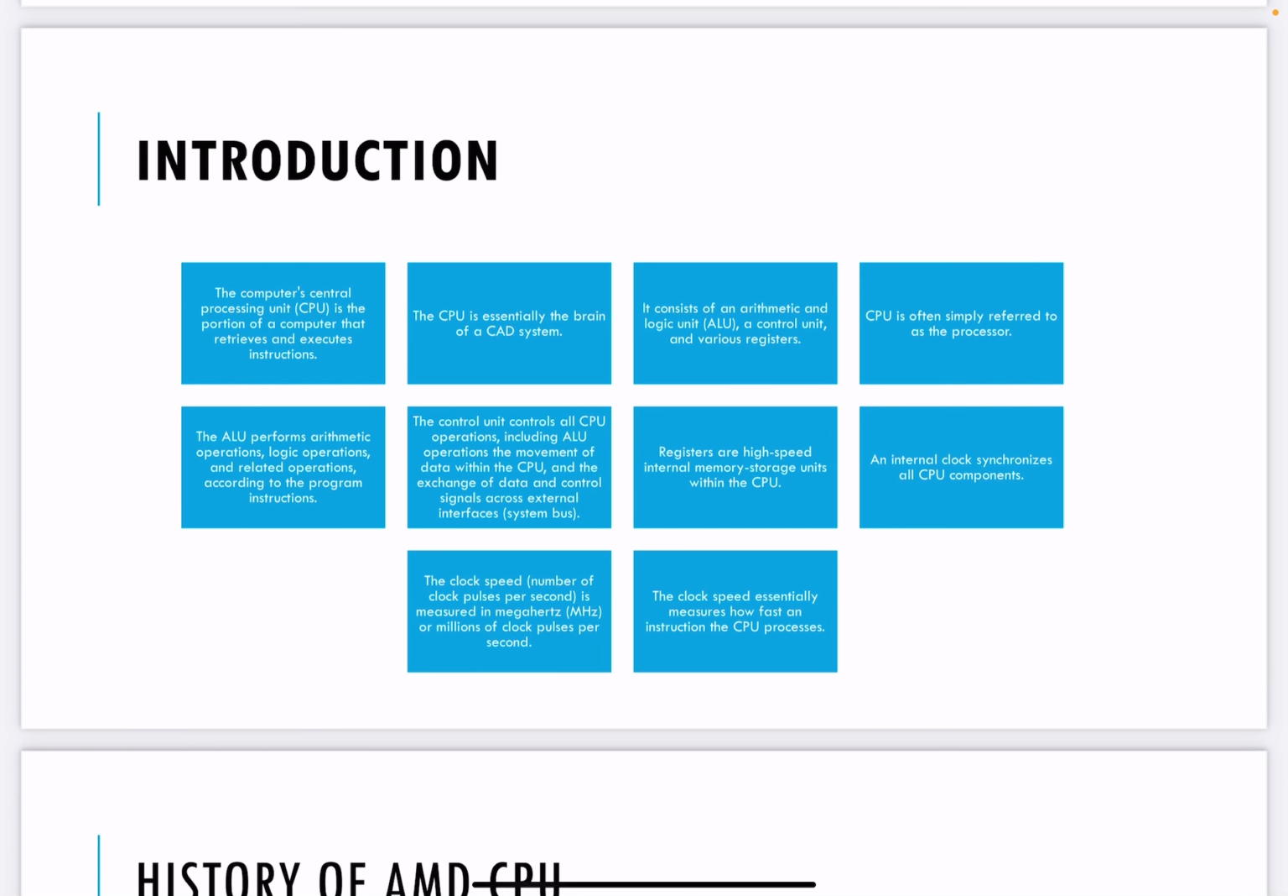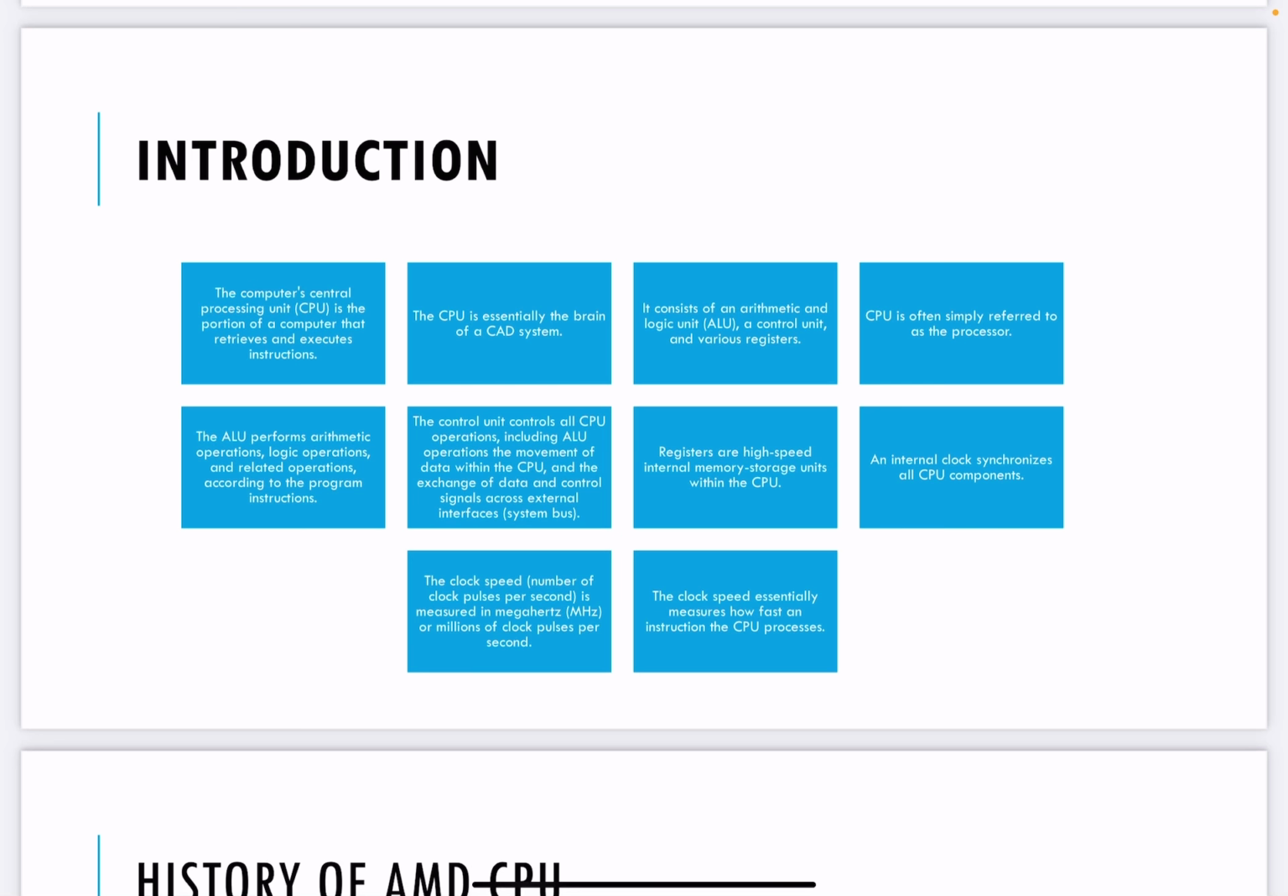The ALU performs arithmetic operations, logic operations, and related operations according to the program instructions. The control unit controls all CPU operations, including ALU operations, the movement of data within the CPU, and the exchange of data and control signals across the external and internal system buses.